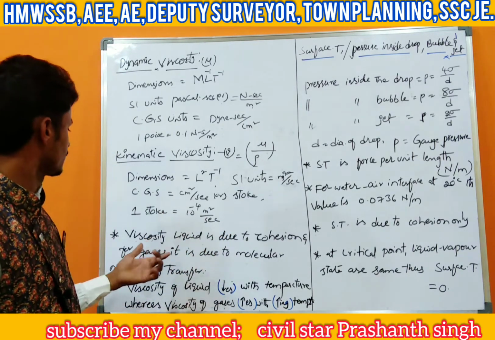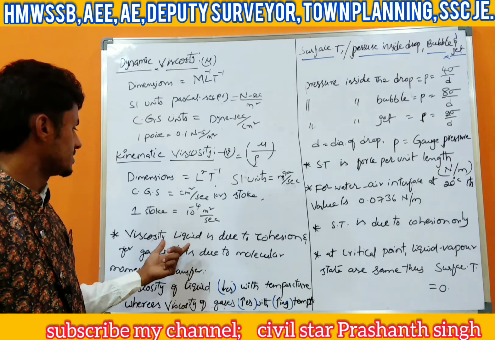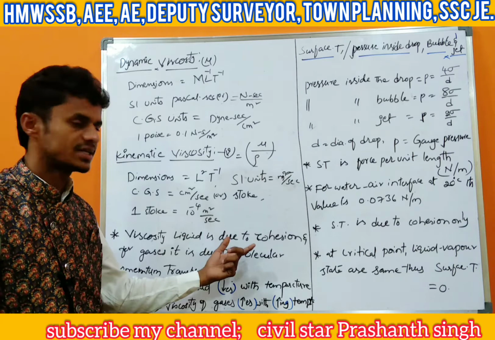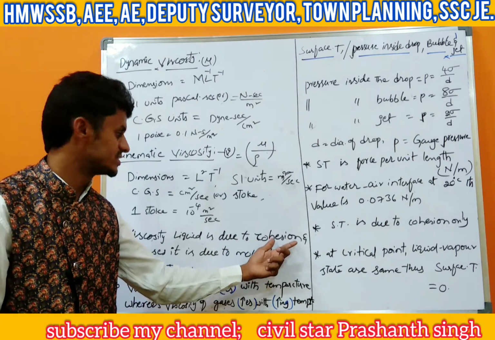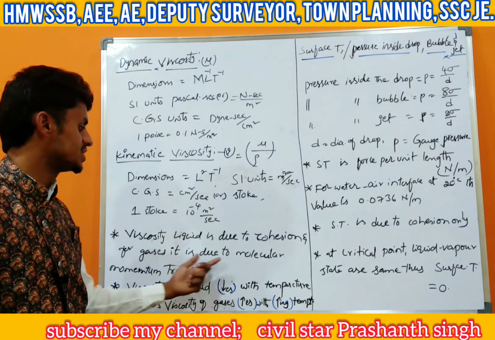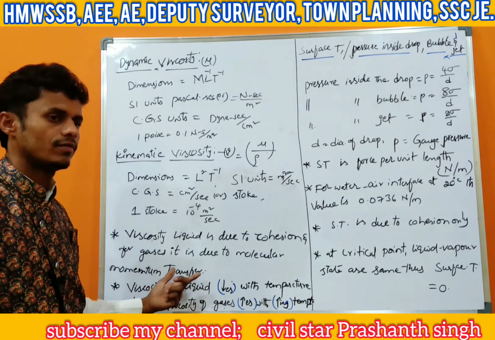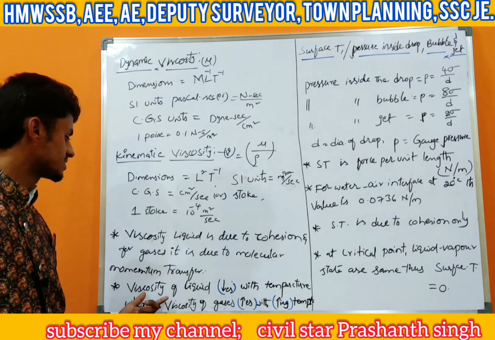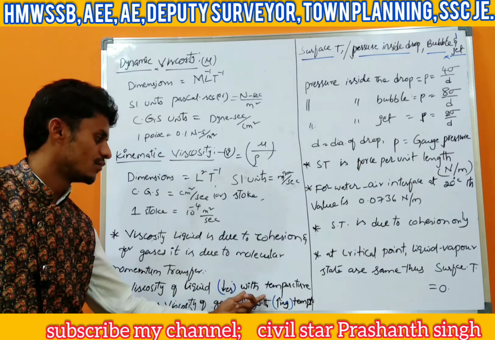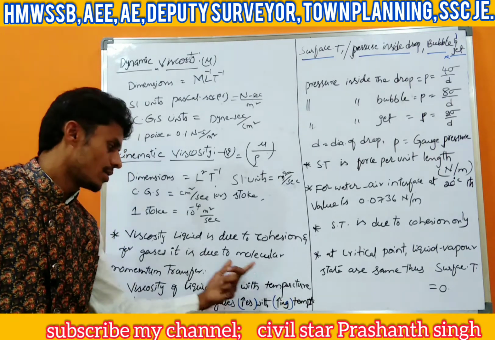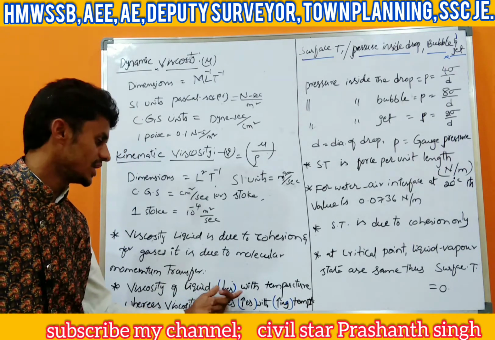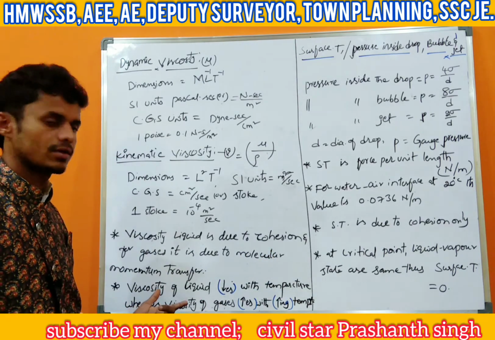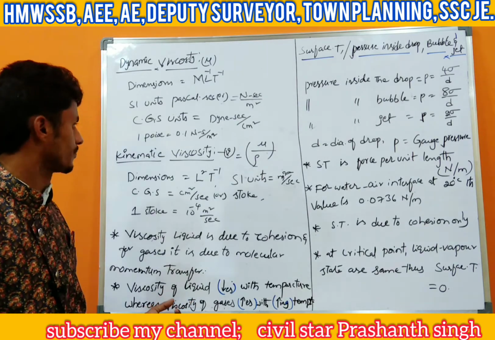Next is viscosity. Viscosity of a liquid is due to cohesion. What is the reason behind it? It is due to cohesion. For gases, it is due to molecular momentum transfer. Viscosity of a liquid decreases with temperature, whereas viscosity of a gas increases with an increase in temperature. This is also a previous year exam question.